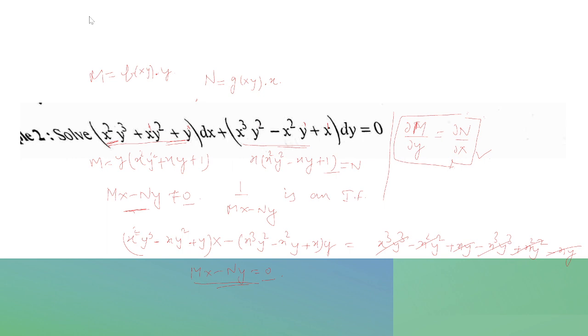This is already exact. When you see the condition, this is satisfied. If this is not exact, then the next process we will start, 1 by (Mx minus Ny) is an integrating factor. I think you got my point. If you get any problem, then ask me in the comments.